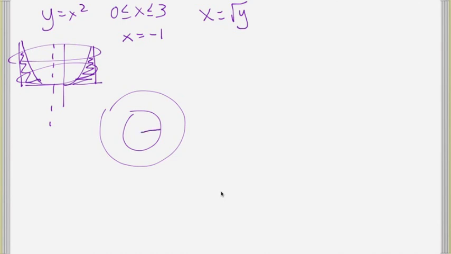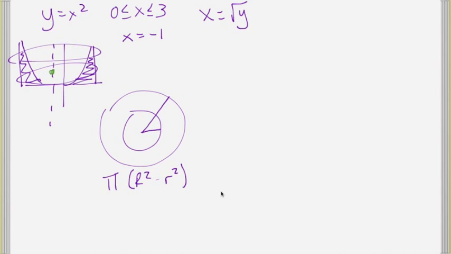So with a washer, we care about our inner radius and our outer radius. What is the inner radius? X squared. Okay, so our area is going to be pi big radius squared minus little radius squared. Area of the big circle minus the little circle.